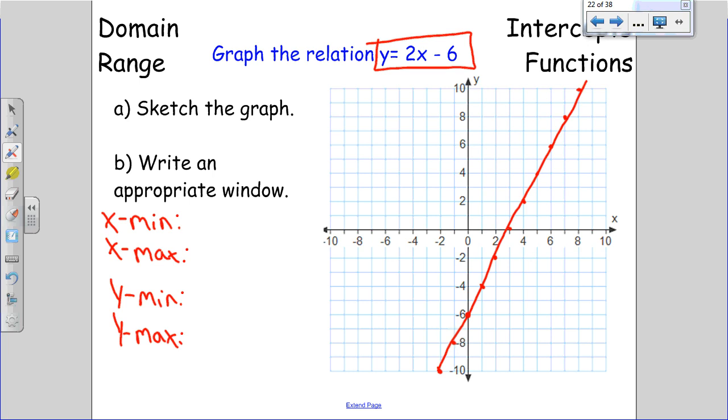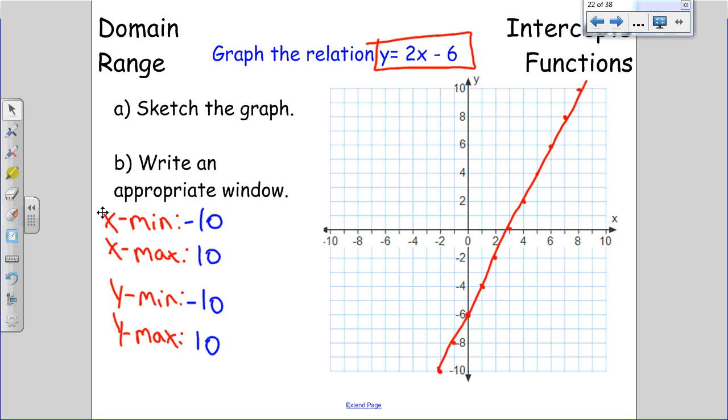I use the standard window setting to start. In my standard window setting, can I see my X-intercept? Definitely I can. Can I see my Y-intercept? I definitely can. I got a little bit of wasted space up here, so maybe I could change my X minimum. But at the end of the day, that's a pretty good graphic. That fills most of my needs. So I'm going to just stay with the standard window setting. -10, +10, -10, positive 10. That's an appropriate window in my mind.